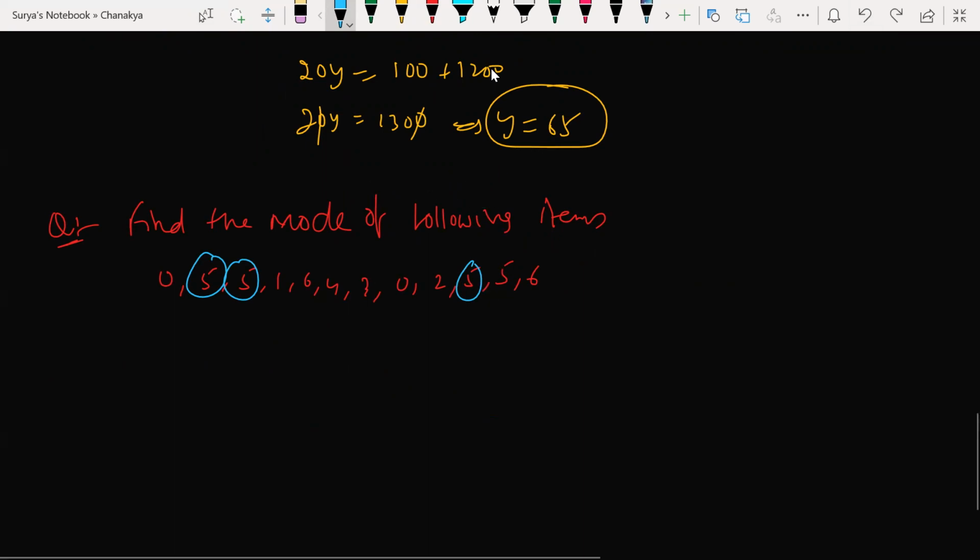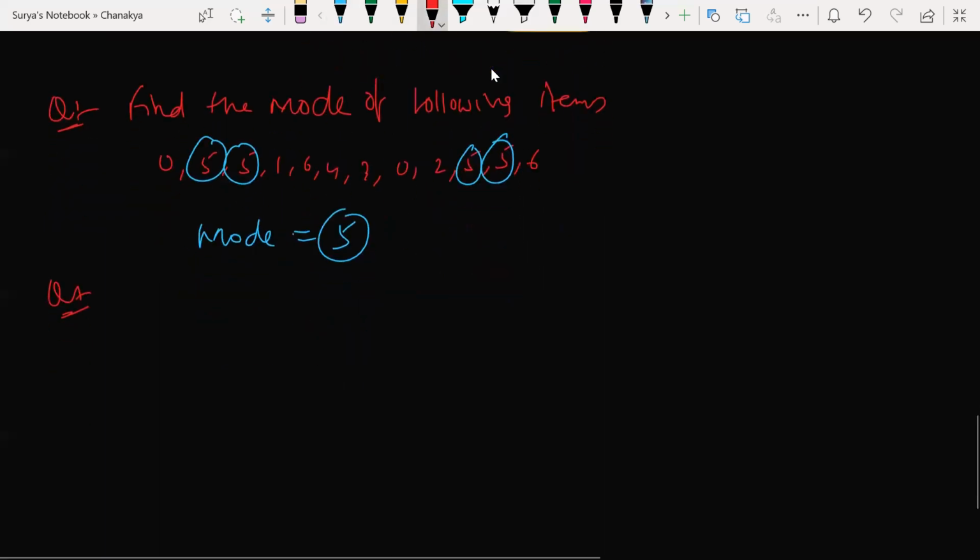Isn't it? Yes. Mode is nothing but the maximum number of times occurring. Even if you arrange it, no problem. Mode is equal to 5.